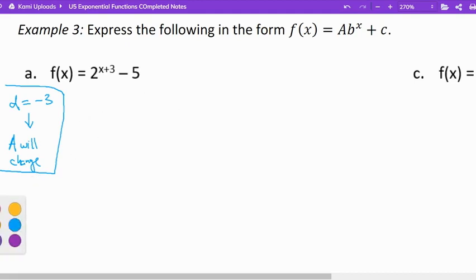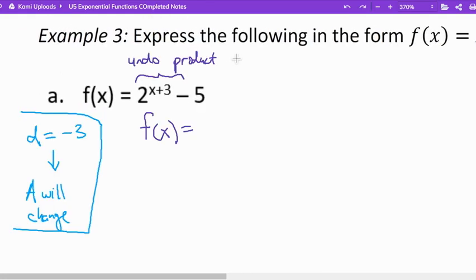If you can understand this, you're going to be more equipped for thinking inquiry questions. All right. So let's start off. We've got f of x equals. Now the x plus 3, which law are we undoing? Undo the product rule. Right, so that's telling us the product rule is x to the power of y plus z equals x to the power of y times x to the power of z.